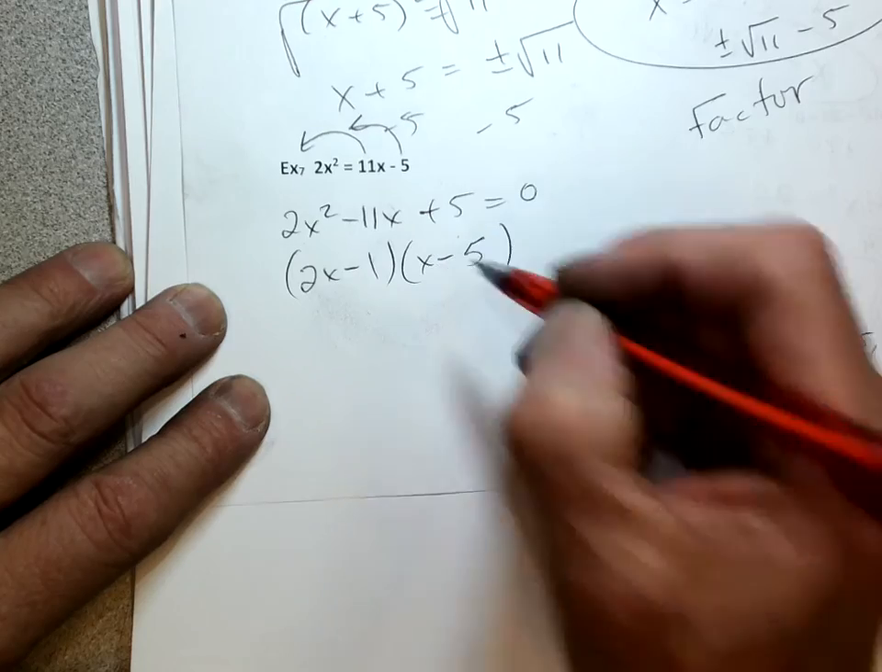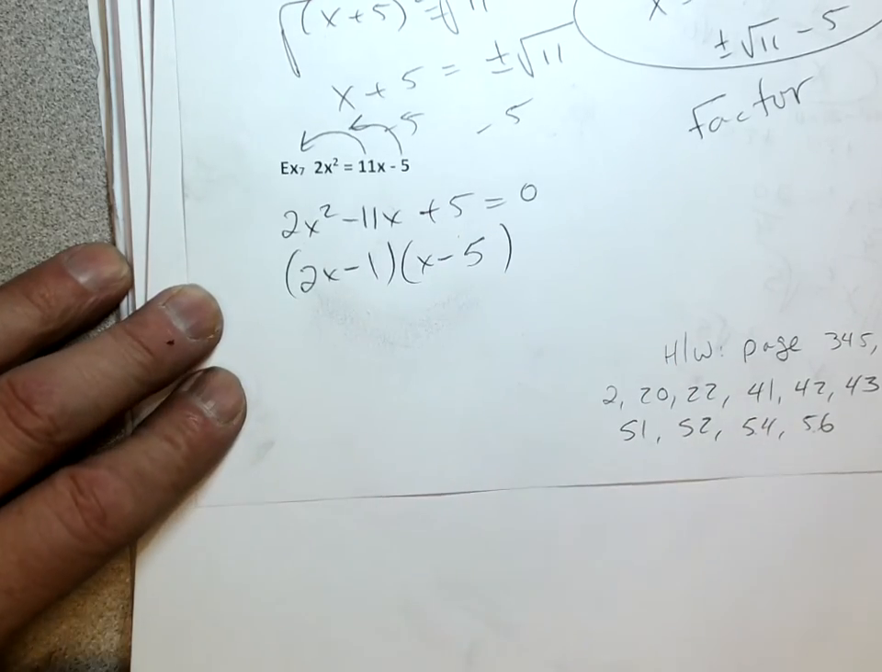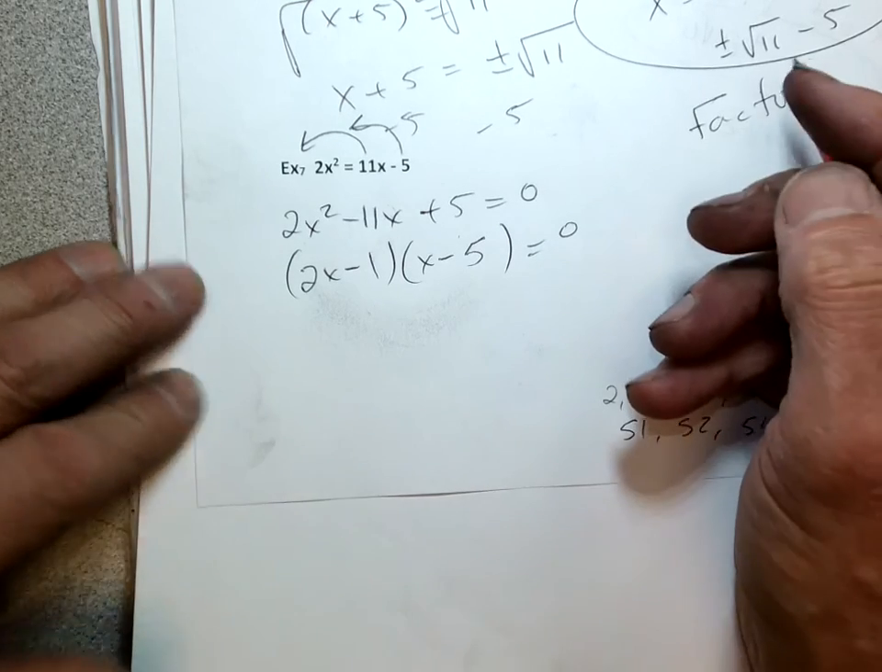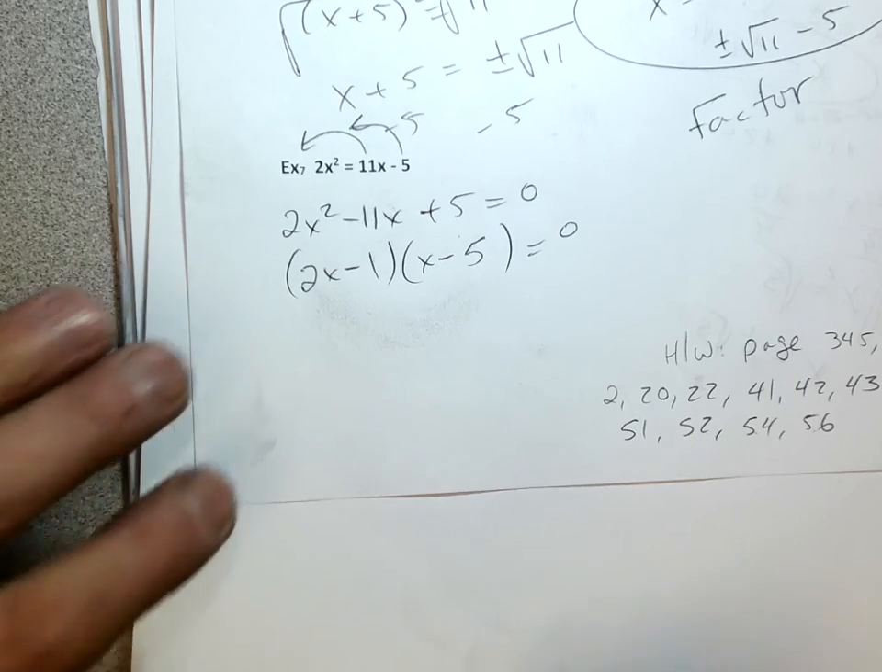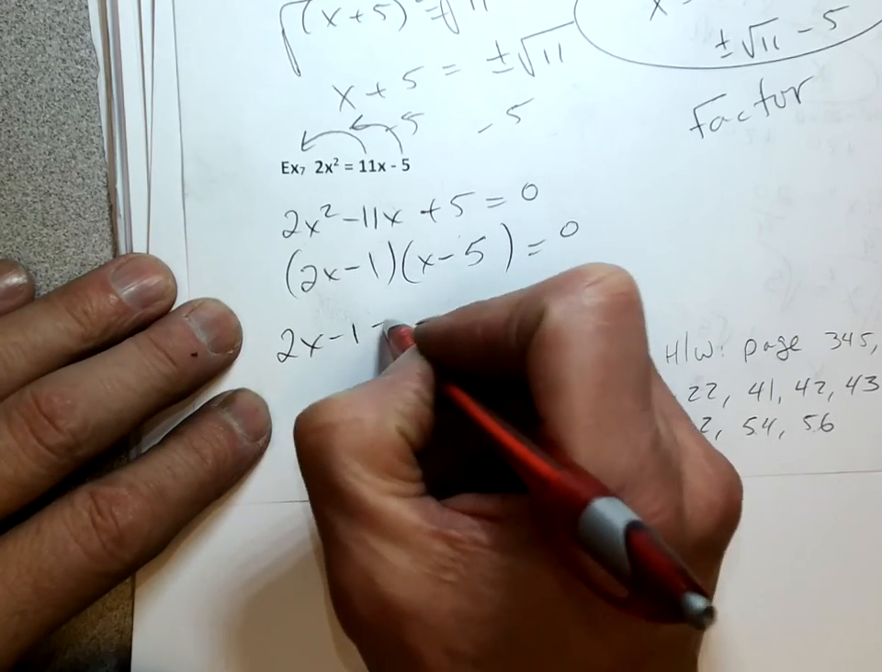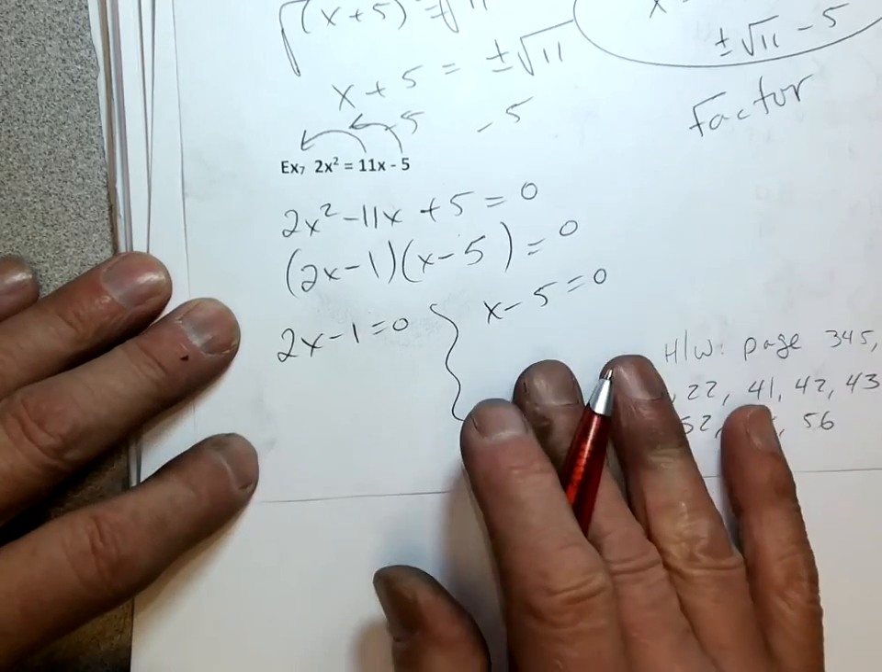But I need a negative 11, so I'm going to go minus, minus, okay? That'll make a negative 10 and a negative 1. Makes my negative 11, okay? Now we're not done. We need to find our two answers, so we have our mini equations. 2x minus 1 equals 0, and x minus 5 equals 0.